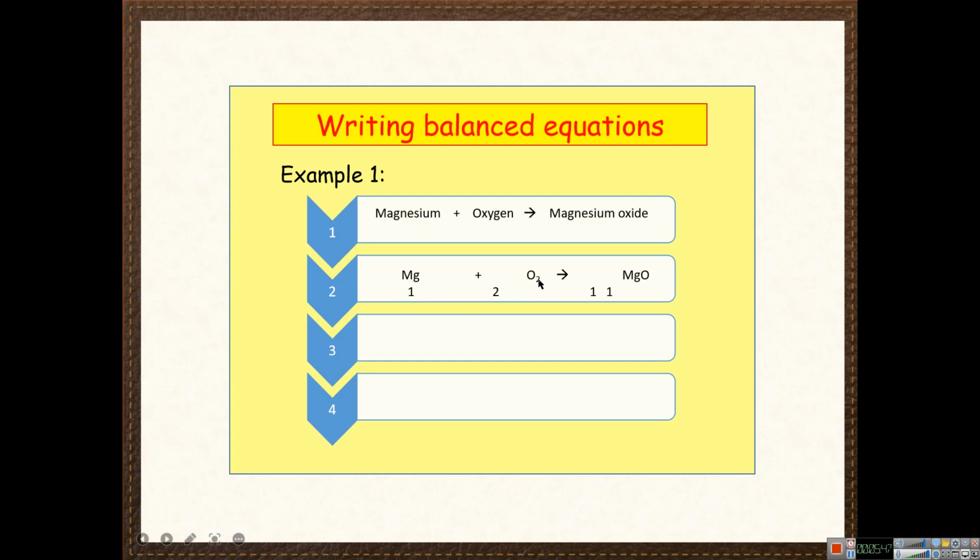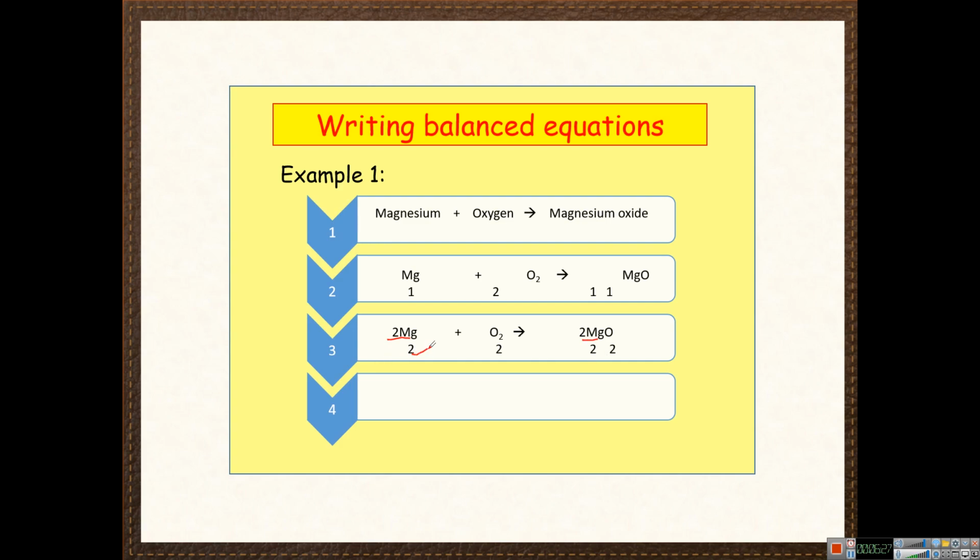For oxygen, since it's a diatomic molecule, there are 2 atoms making one complete molecule, so 2 oxygen atoms. But on the product side, we have only 1 atom for magnesium and 1 for oxygen, right? To balance this, we're going to add numbers to this equation. We add 2 with magnesium to have 2 magnesium atoms on this side, and oxygen is already at 2, so we're also going to add this 2 over here, this 2 and this 2, to balance this off.